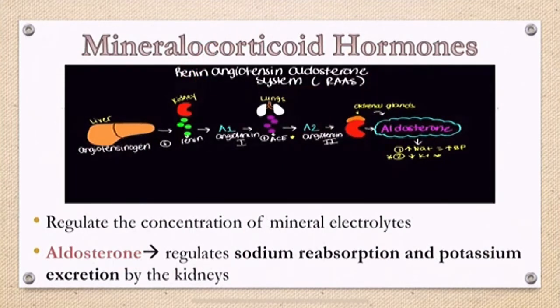In order to regulate the blood pressure, your liver would produce a hormone called your angiotensinogen. Your kidneys will also produce an enzyme called your renin. So the reaction between your renin and your angiotensinogen would produce your AG1, or your angiotensin 1. This will be released in your bloodstream until it will reach your lungs. Your lungs contain your ACE, or your angiotensin converting enzyme. Your ACE will convert your A1 into A2, or your angiotensin 2.